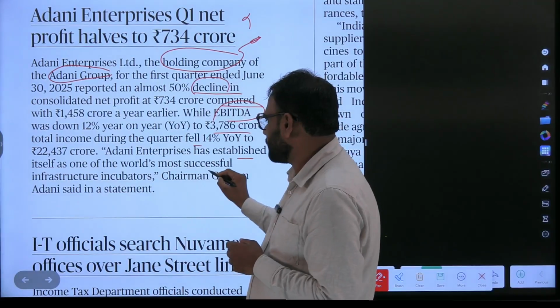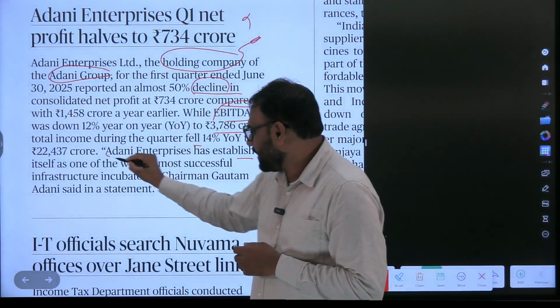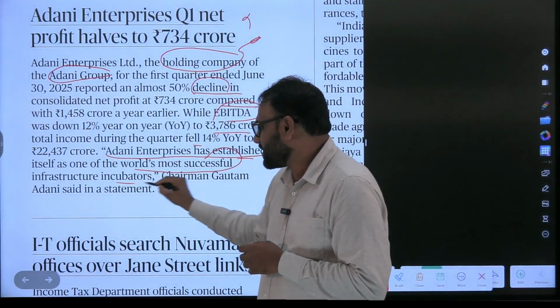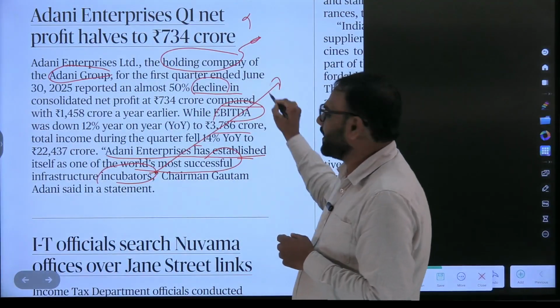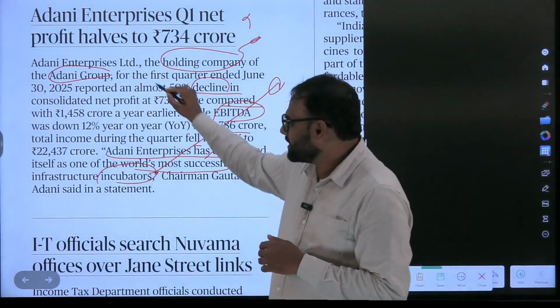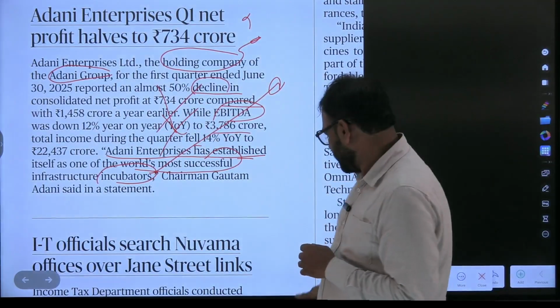Established the world's most successful infrastructure. Okay, see here, Adani Enterprises has established itself as the world's most successful infrastructure incubators. So what is an incubator? It's a generic English word. We have to understand. Specifically from the exam point of view, there is no information present here as well.